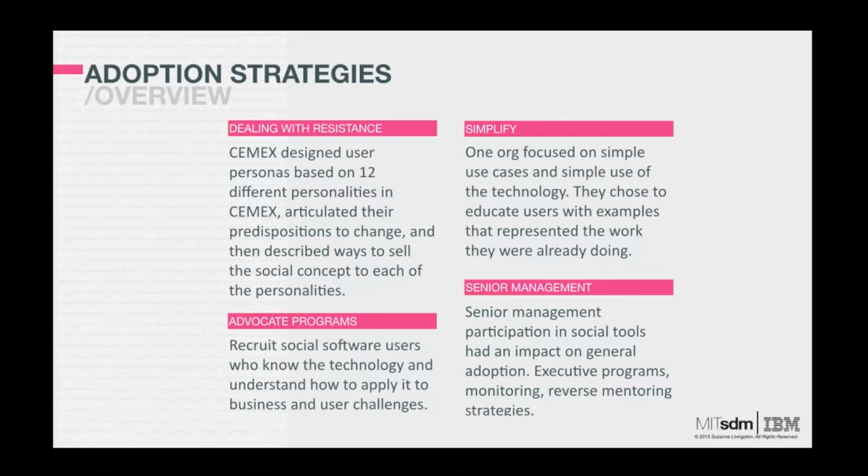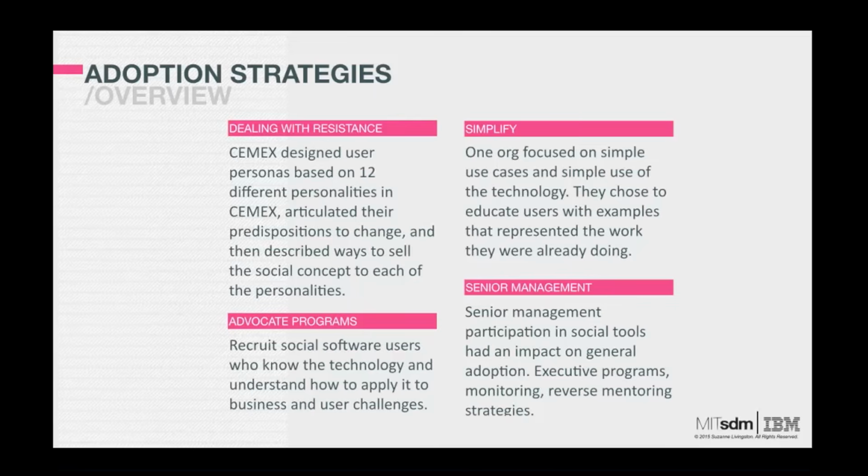In another case, one organization focused on simplification. So let's get down to very simple use cases, simple use of the technology. Don't try to do too many at once. Let's focus on one at a time. And so they chose to educate their users with examples that represented the work that they were already doing, very specific to their role, and that helped them understand how they could adopt the technologies.